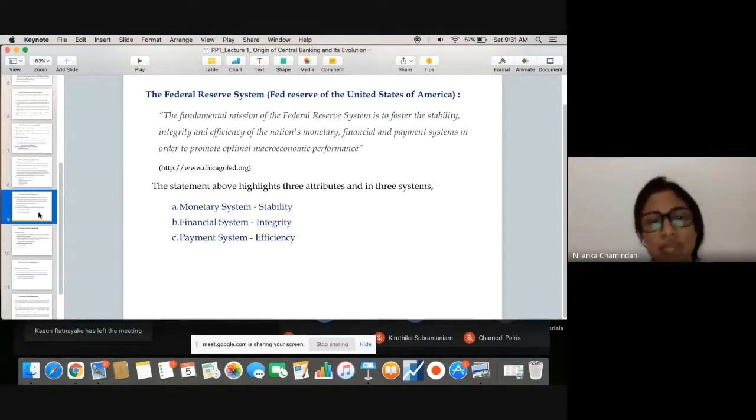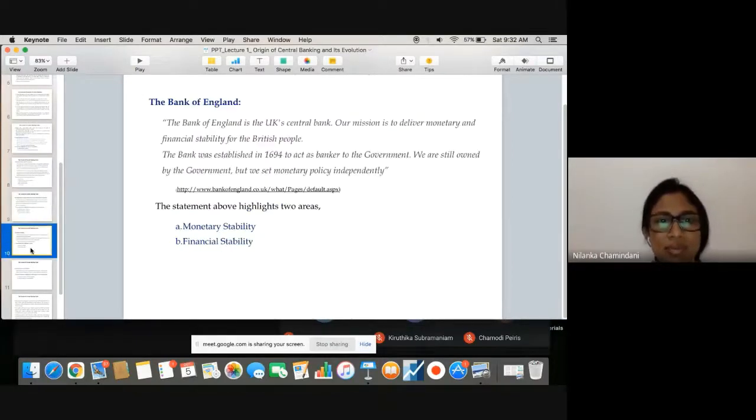So integrity, efficiency, and stability are three words, different attributes in different systems. In the monetary system, stability means price stability. In the financial system, integrity means that, in the first place, people should have trust in the overall financial system. And efficiency in the payment system means that they need to do the transactions without any lapses and gaps, and it should also be safe. We discussed this. And next, when it comes to the Bank of England.